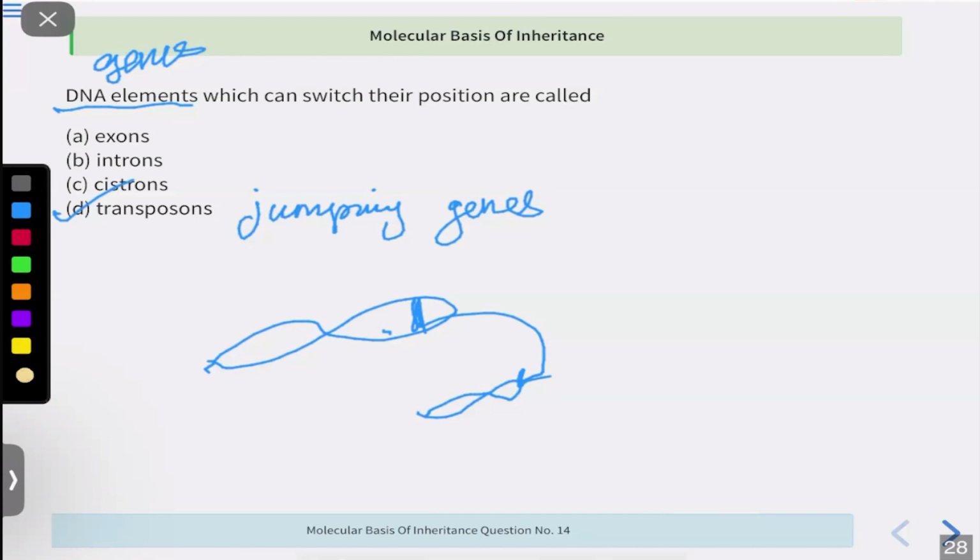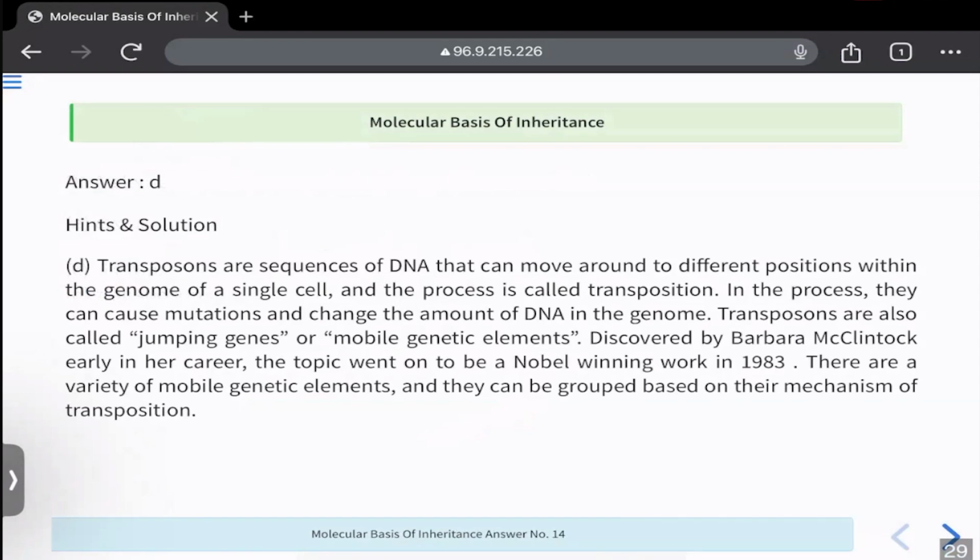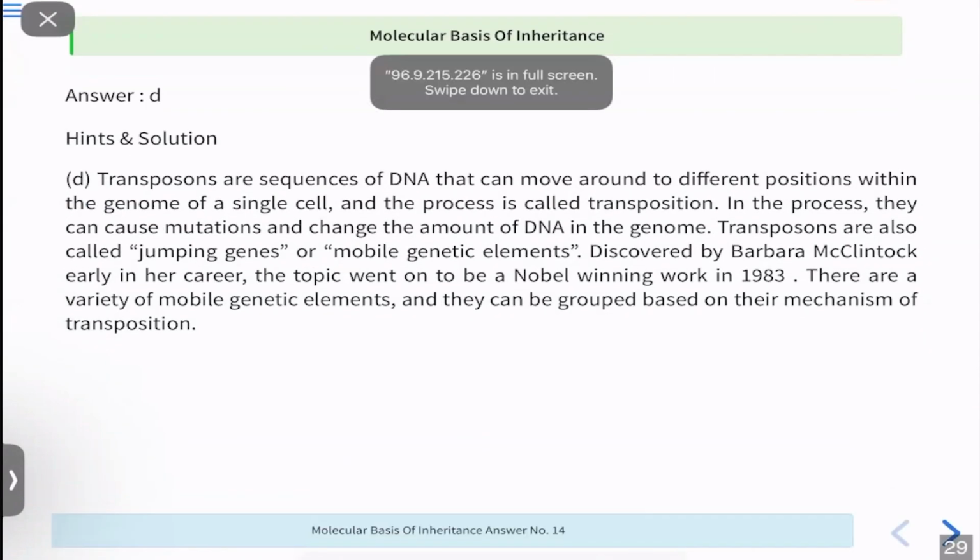A lot of research is going on into these transposons, and there are a lot of implications of transposons in human genome and genomic studies. Okay, so transposons are sequences of DNA that can move around to different positions within the genome of a single cell.